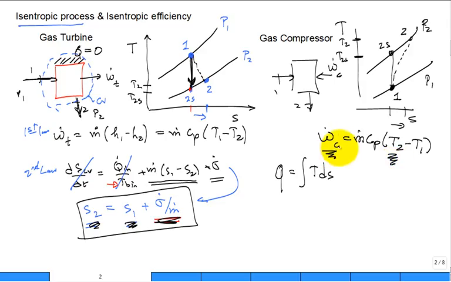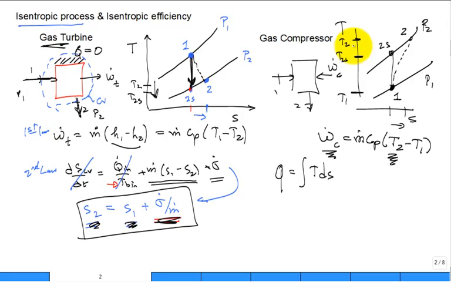So as a design engineer, what would you like? For the gas turbine, you would like it to come out at as low a temperature as possible, hence a high change in enthalpy, hence a high power out. And for the gas compressor, just the opposite. You would like this T1 to T2 delta T to be as small as possible, hence the change in enthalpy as small as possible, hence the power into the compressor is minimized. Makes sense?